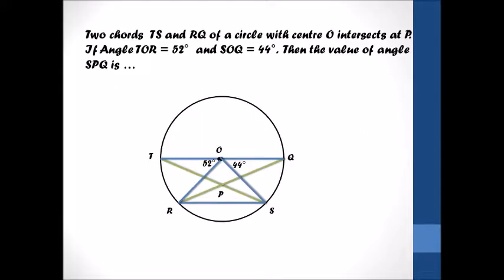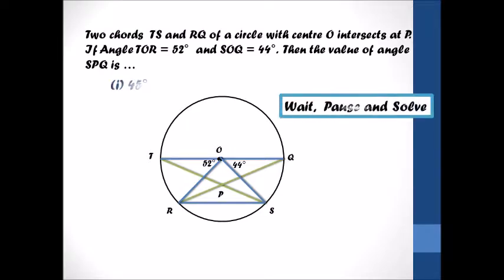Chords TS and RQ of a circle with center O intersect at point P. If angle TOR is 52 degrees and angle SOQ is 44 degrees, then find the value of angle SPQ. The options are number 1, 45 degrees; number 2, 62 degrees; number 3, 75 degrees; and number 4, 48 degrees.